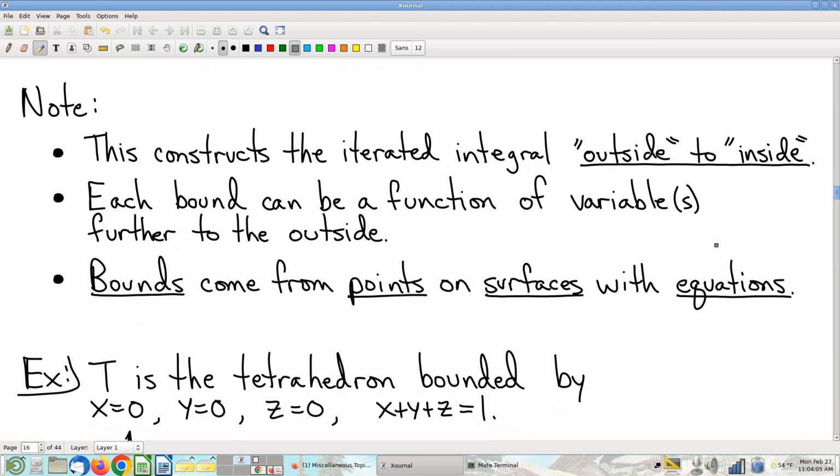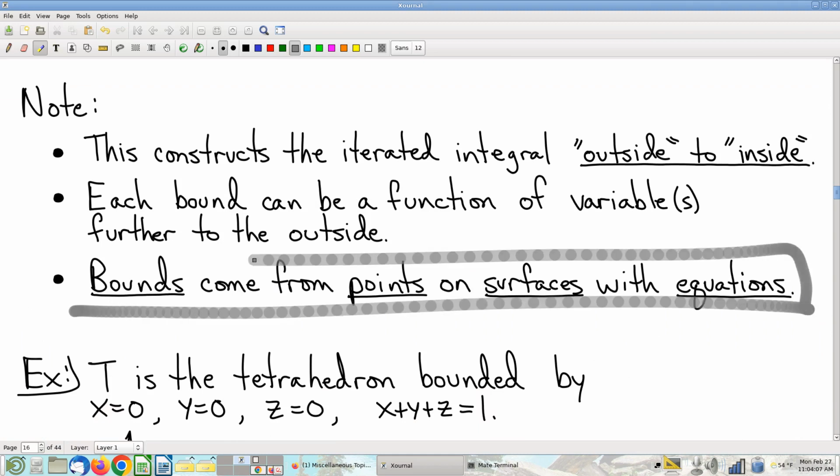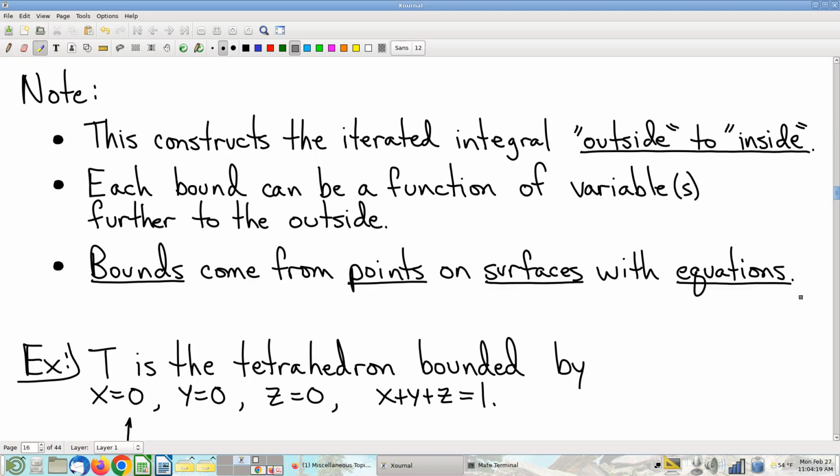And then lastly, same strategy for how to find the bounds. We're going to look at the key points. We'll recognize those points as being on certain surfaces. Those surfaces have certain equations that we will write down, and we'll proceed from there. Okay, so let's get one under our belts here.